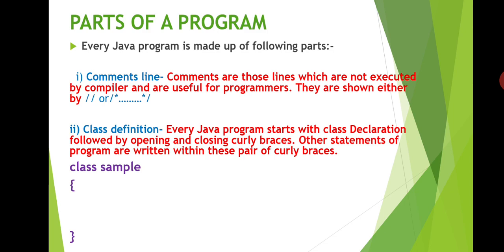Next is the class definition. Every Java program starts with the keyword class followed by the name of the class. After this, you start curly braces, and then you write all the statements which you want for the program, and after finishing those statements you give a closing curly brace. It means all the statements of a Java program must be present within the curly braces of the class.